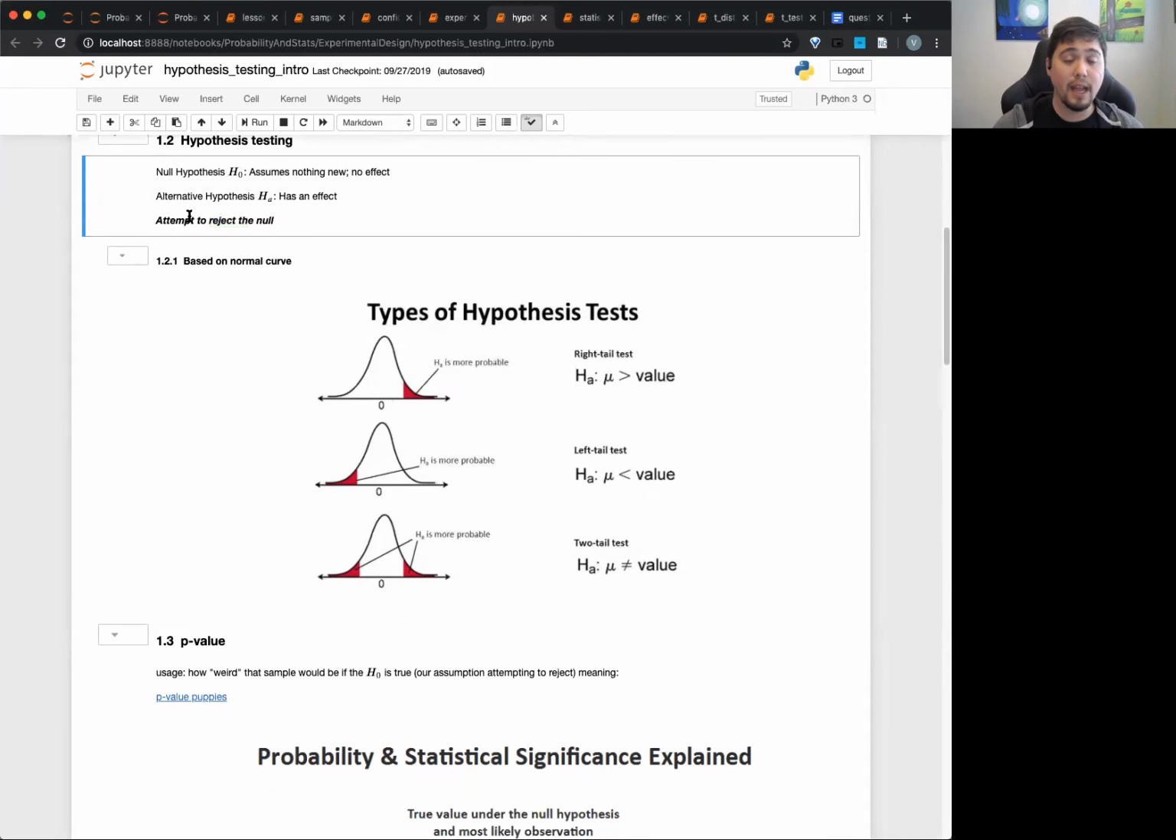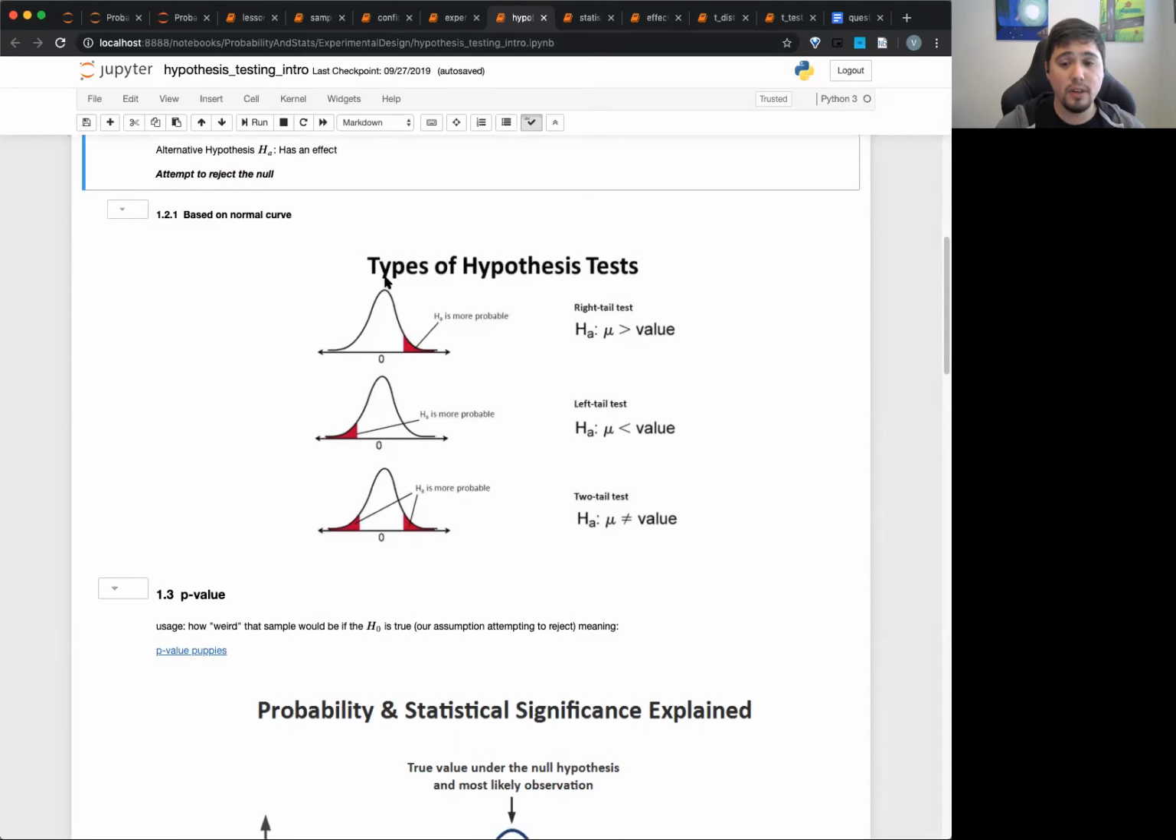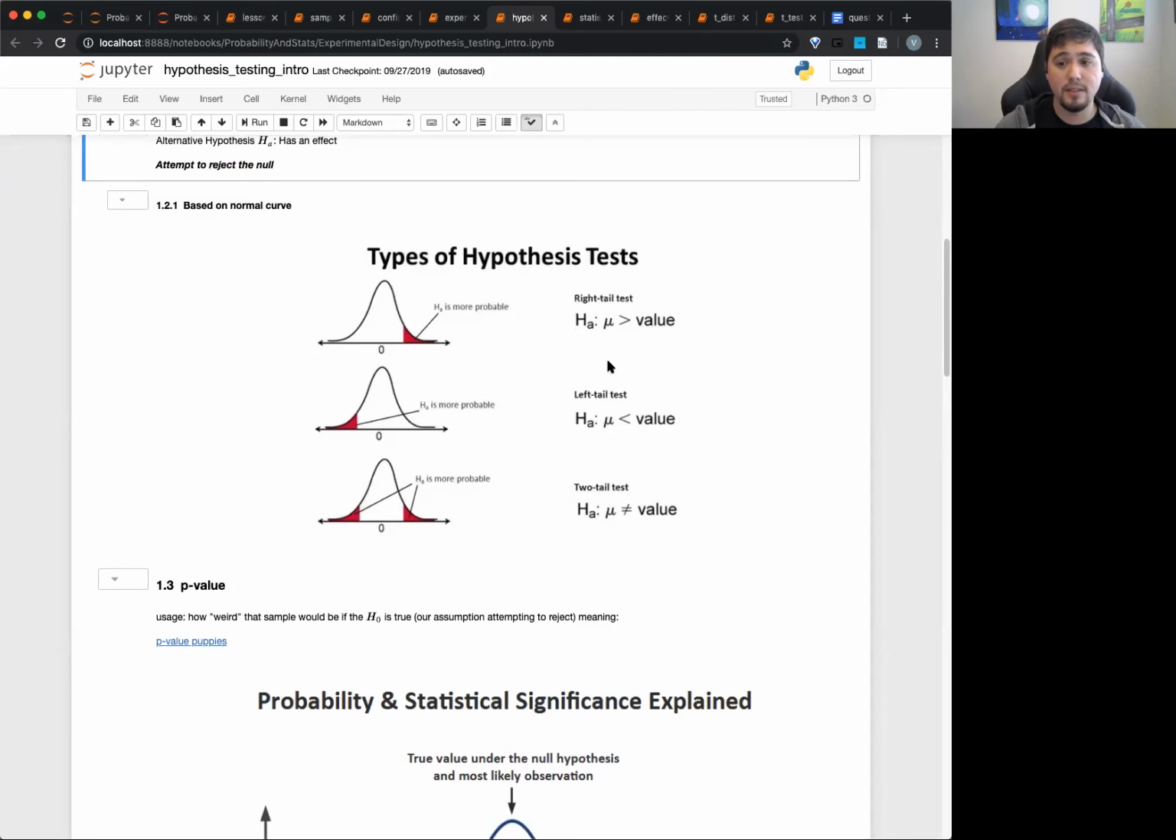So that is the main thing I want to drill in: reject the null hypothesis. That is your goal, okay? Note that hypotheses are based around the normal curve. So we have different types of hypothesis tests. This is where we have right tail and left tail, which are one-tailed tests. And then in the question earlier today, we talked about two-tailed tests. Basically, you can say it's just different from each other.